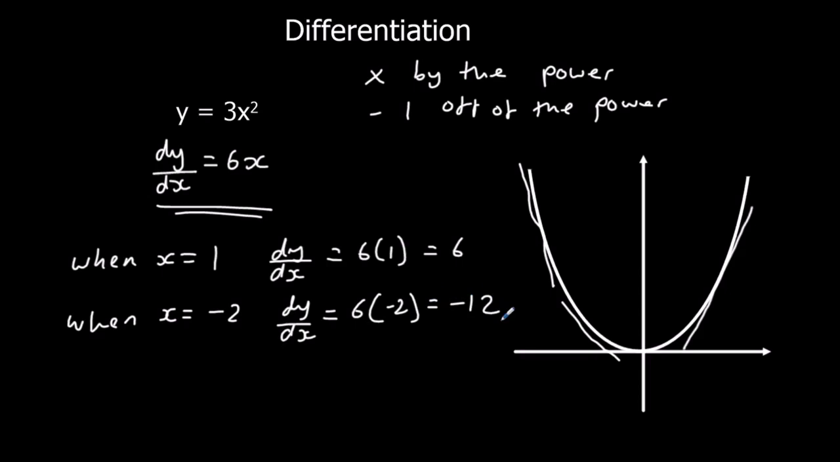So you can see the gradient is changing, and it's going to be different depending on what x coordinate you put in. So you can work out the gradient of any tangent or any point along the curve by working out dy dx, by working out the gradient function. And so this is differentiation. So let's have a look at some examples.